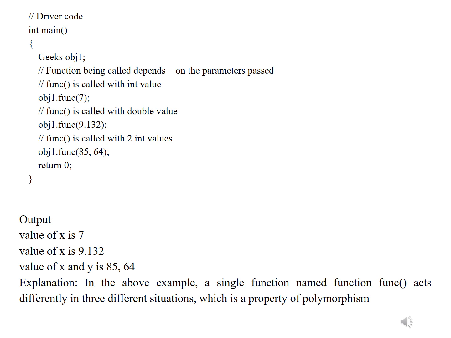In the above example, the single function named func acts differently in three different situations, which is the property of polymorphism. Poly means many faces.